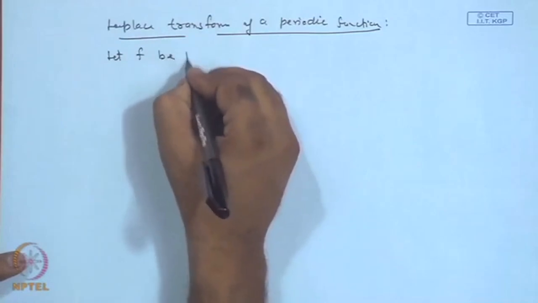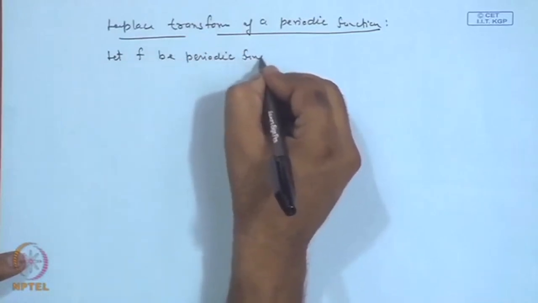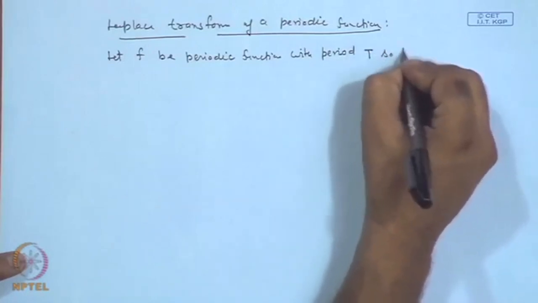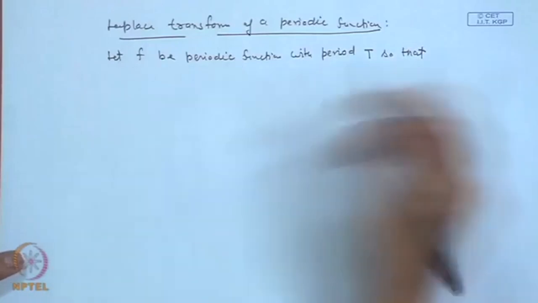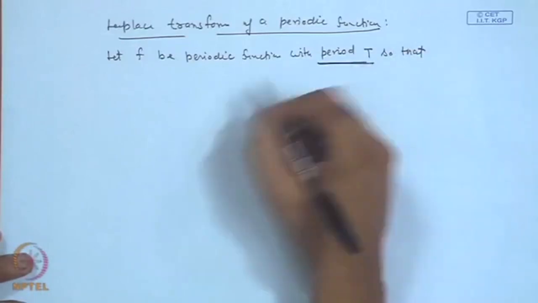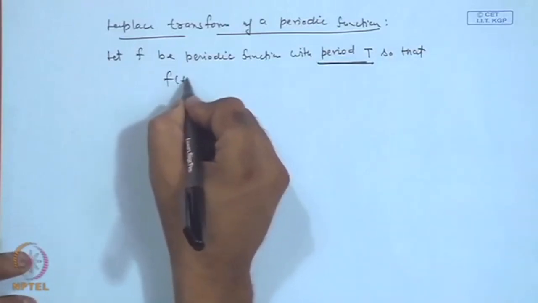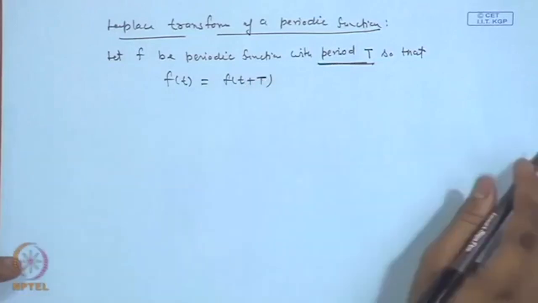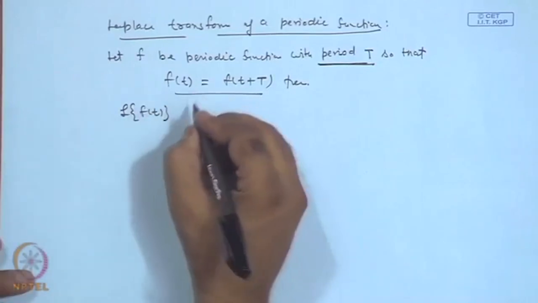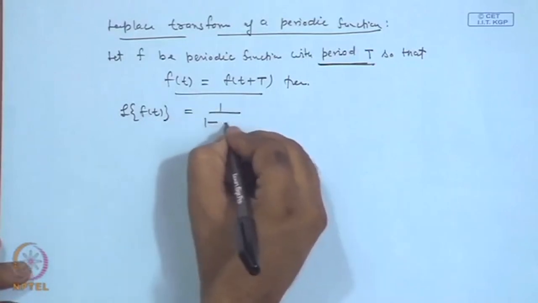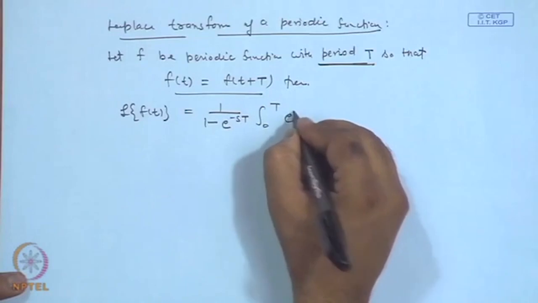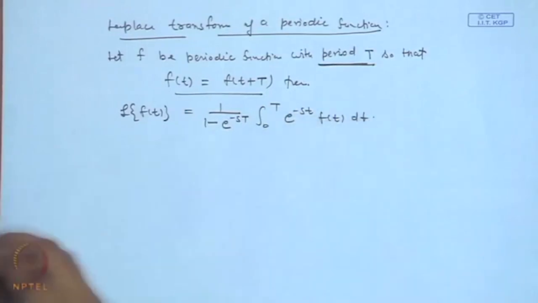So, if f is a periodic function with period T, we will be talking more about periodic functions in Fourier series. Here let me just go through quickly. We have the periodic function of period T, so f(t) is equal to f(t plus T). In that case, the Laplace transform of f(t) will be 1 over 1 minus e to the minus sT, times the integral from 0 to T of e to the minus st f(t) dt.